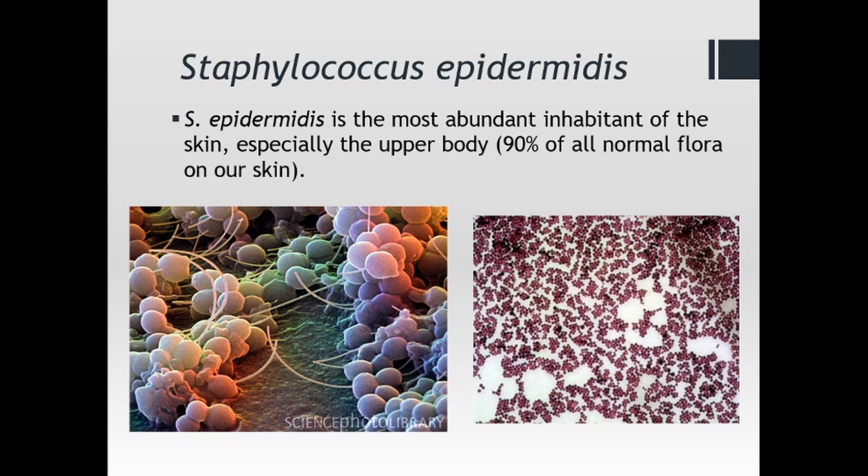Excuse me. So I mentioned this guy in part 1, Staphylococcus epidermidis. It's the most abundant inhabitant of our skin, especially in the upper body. 90% of all the normal flora on our skin is Staph epidermidis, and that's what it looks like. As I mentioned in part 1, if you look at the naming of it, which is called nomenclature, staphyle means clustered, coccus means round, so it's clusters of round cells, which you can see in that electron micrograph there on the left. And it resides on our epidermis, and so that's why it's called epidermidis.